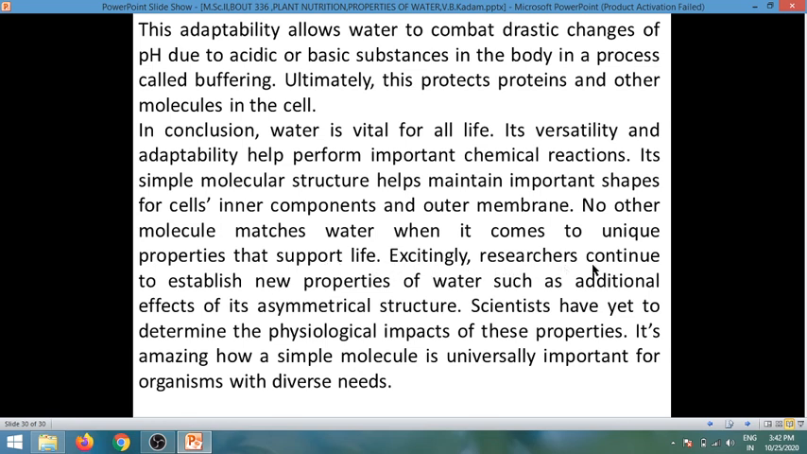Excitingly, researchers continue to establish new properties of water, such as additional effects of its asymmetrical structure. Scientists have yet to determine the physiological impacts of these properties. It's amazing how a simple molecule is universally important for organisms with diverse needs.